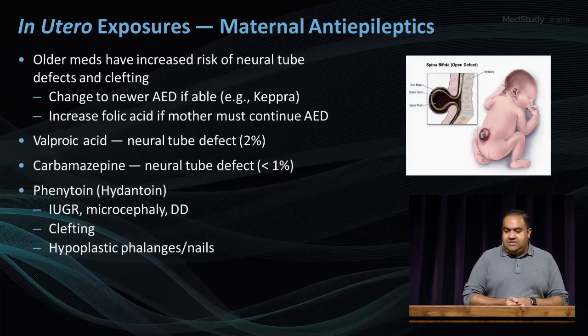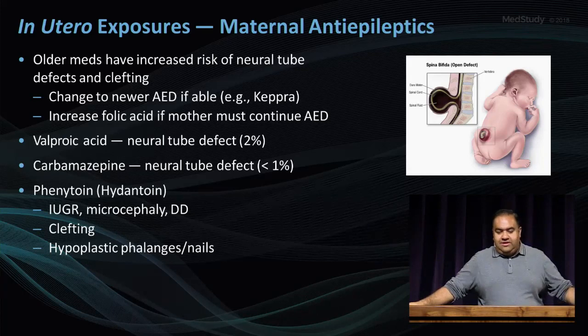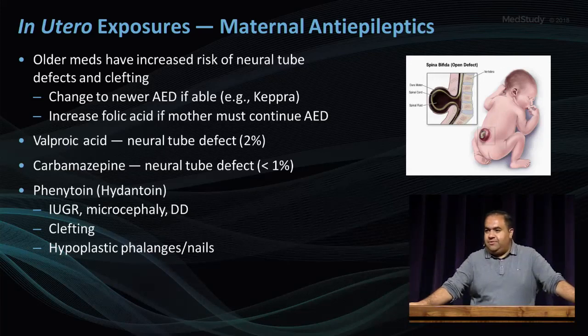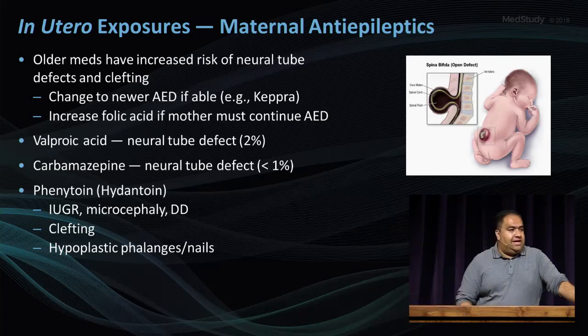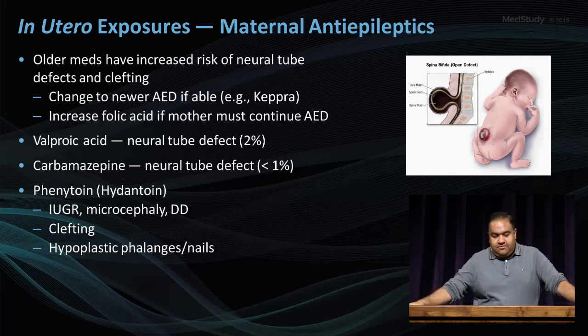Maternal anti-epileptics is usually a big thing. Older meds have an increased risk of neural tube defects and clefting, and so you try to change to a newer type of anti-epileptic. Keppra being one of those examples is a better type of drug. And try to increase folic acid. There's been a lot of push with the increase of folic acid in bread and just the diet, and a lot of awareness, which has really helped.